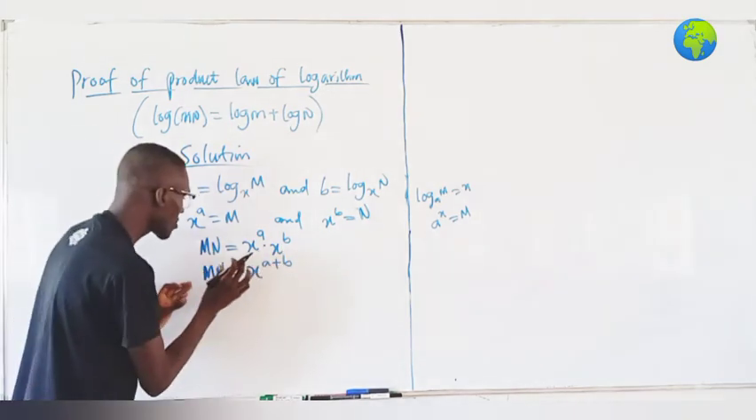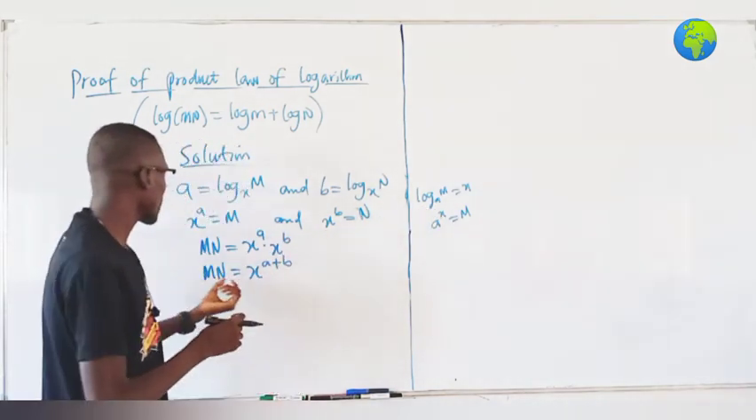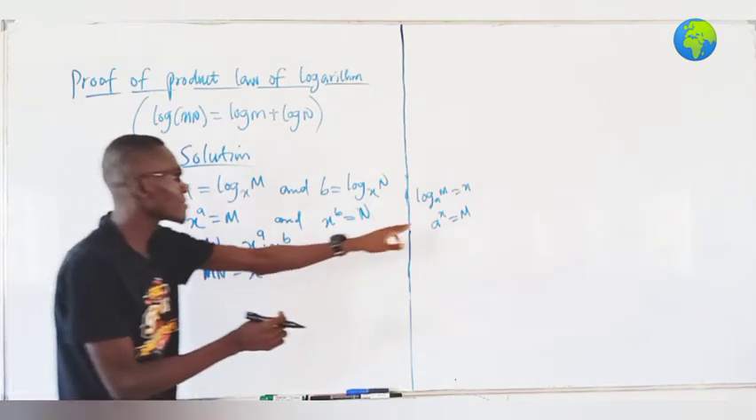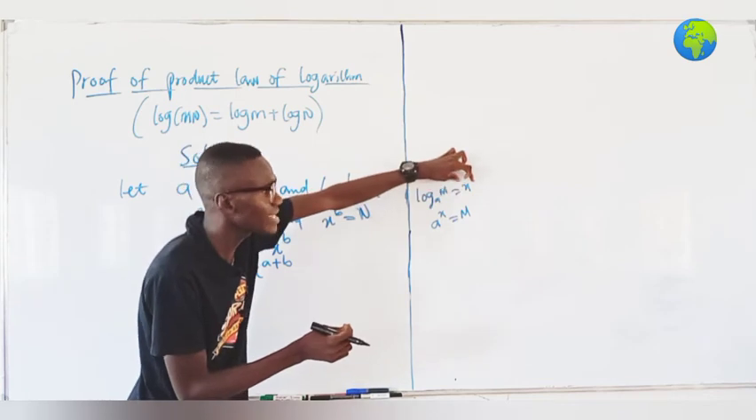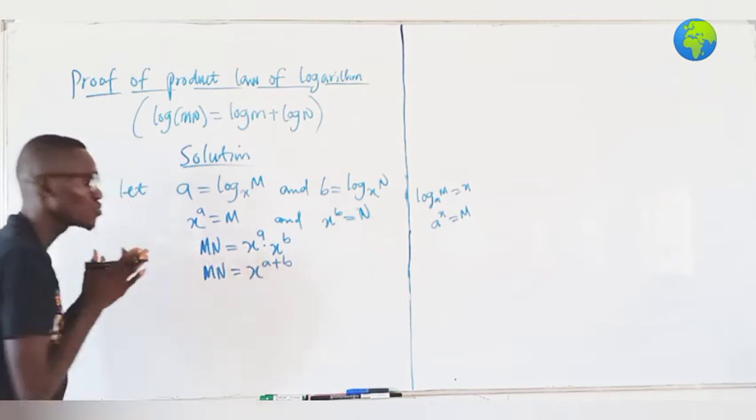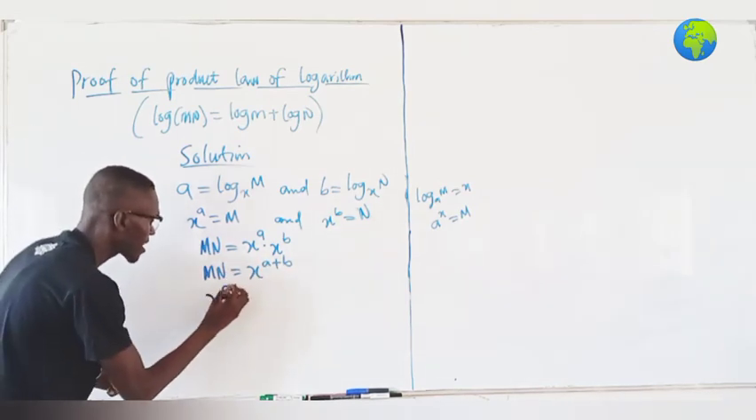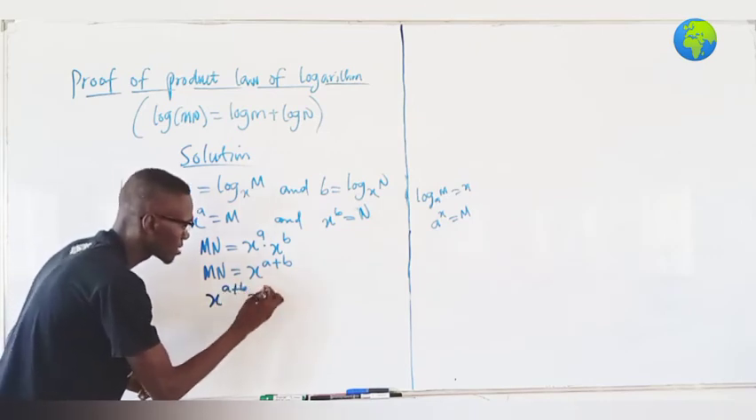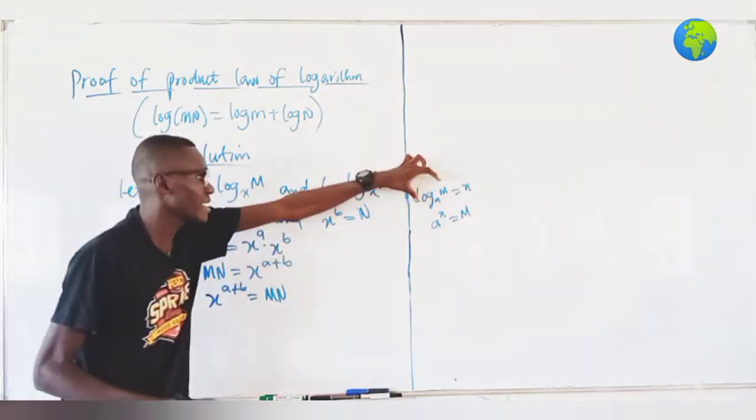So look at what I'm going to do next. Recall from what I said here, how do we go back from where we are now? This was the base, right? How do we go back? If you are taking back the base, what is on the power will remain where it was. So we want to take this base back to where it's coming from. But before that, let me write it as x raised to power a plus b is equal to mn, right?